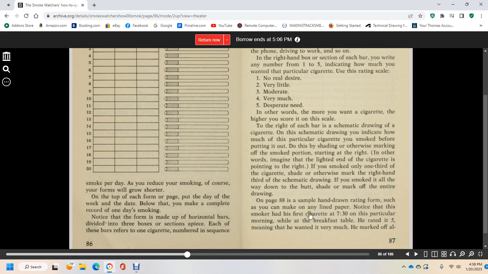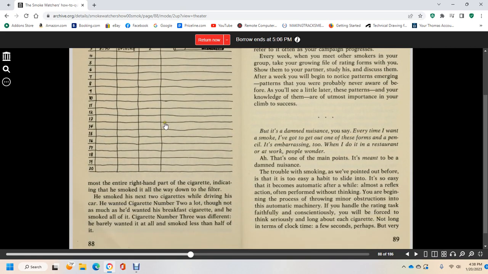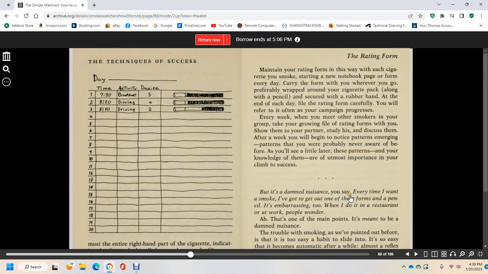Notice that the smoker on the first line smoked at 7:30 on this particular morning at the breakfast table, and he rated it a 5, meaning that he wanted it very much. He marked off the cigarette drawing, and the shading of the entire right-hand part of the cigarette indicated that he smoked it all the way down to the filter. He smoked the second cigarette while driving the car. He wanted cigarette number 2 a lot, but not as much as he wanted the breakfast cigarette. He smoked all of it. Cigarette number 3 was different. He barely wanted it at all. He smoked less than half of it.